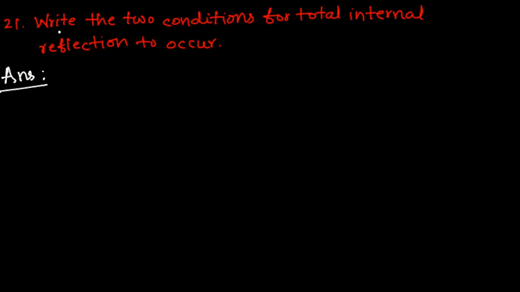Next question, question number 21. Write the two conditions for total internal reflection to occur. Now, what is total internal reflection? When light is moving from denser to rarer medium, as we go on increasing the angle of incidence, at a particular angle of incidence, the light starts grazing the surface separating the two media. When we further increase the angle of incidence, the light bounces back into the first medium. This phenomenon is called total internal reflection. Here the question is, write the two conditions for total internal reflection.